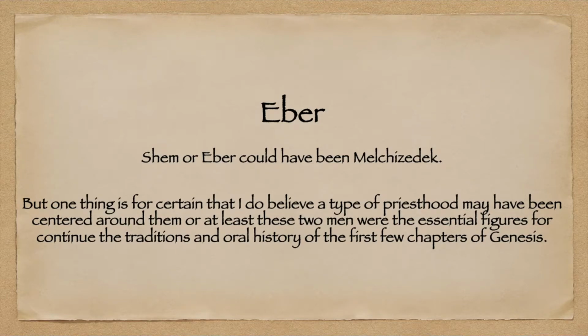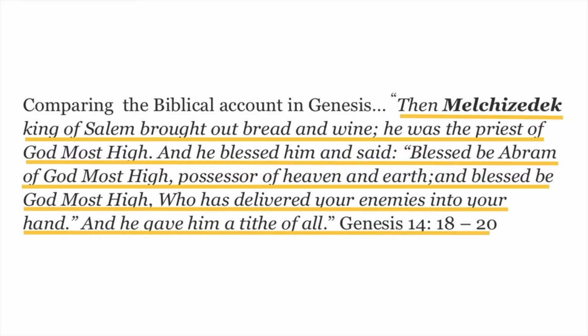Shem or Eber could have been Melchizedek, but one thing is for certain: I do believe a type of priesthood may have been centered around them, or at least these two men were the essential figures for a continuing of the traditions and oral history of the first chapters of Genesis.